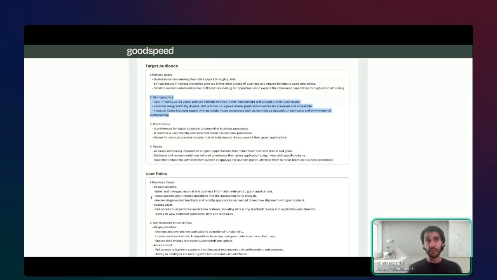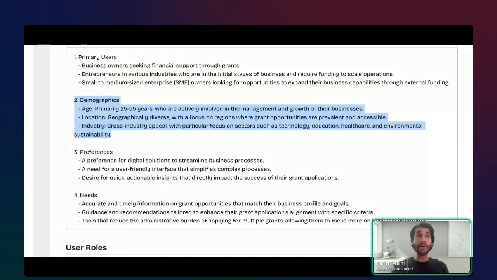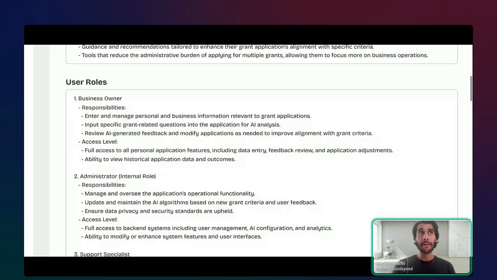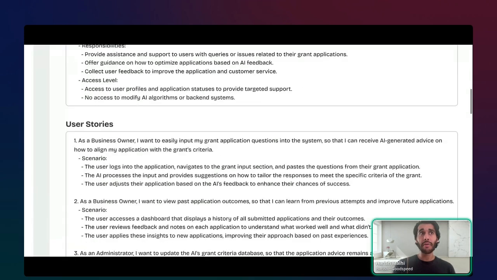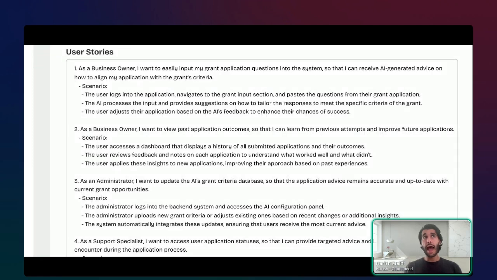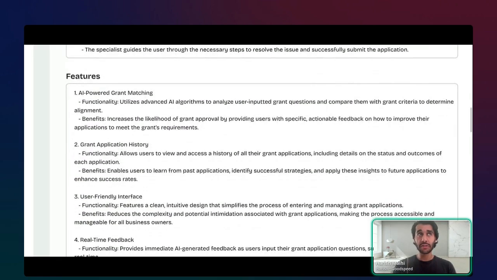And then we're specifying the user roles, which is important for when we build. Sorry, the text is small. Which is important for when we build in a tool like Bubble, so we can specify them. These are the user roles. Who are they and how do they vary in the app? These are the user stories. As a business owner, I want to easily input my grant application so I can receive advice. And then we can plan for this to make sure that when we have the MVP, we organize all of these flows. And then these are the features.